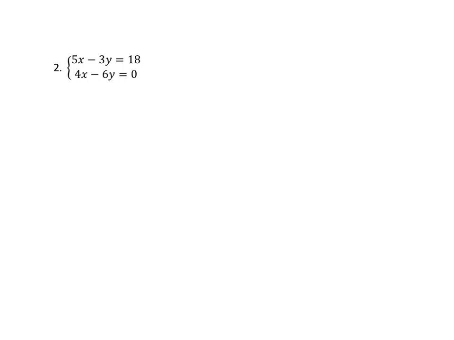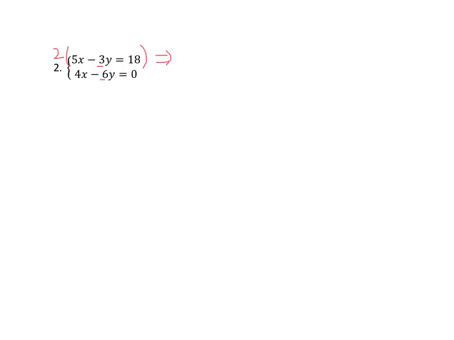But it might be a little bit easier if you look at your y values, because for my y values I have a negative 3 and I have a negative 6. So you can see that both of these numbers, if they were both a 6, then they would cancel. So if I multiply this top equation by a 2, this is what I would get. So let's write it over here.